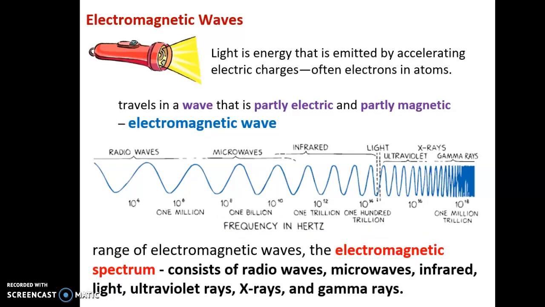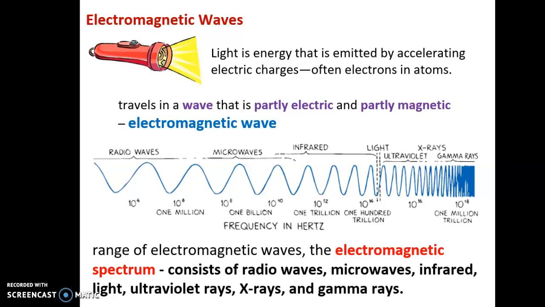The electromagnetic waves. We've talked about the electromagnetic spectrum before in a couple of different chapters. Here it is again. Light is energy that is emitted by accelerating electric charges, often electrons in atoms. There's those electrons again, being oh so popular. It travels in a wave that is partially electric and partially magnetic. It's called an electromagnetic wave. Again, we've talked about those before. So again, this spectrum is not a new thing for us.